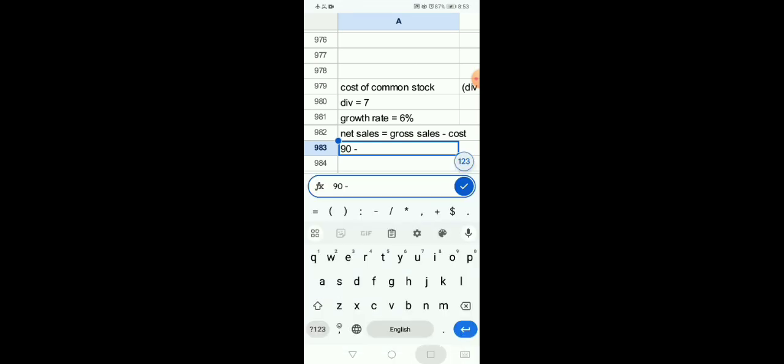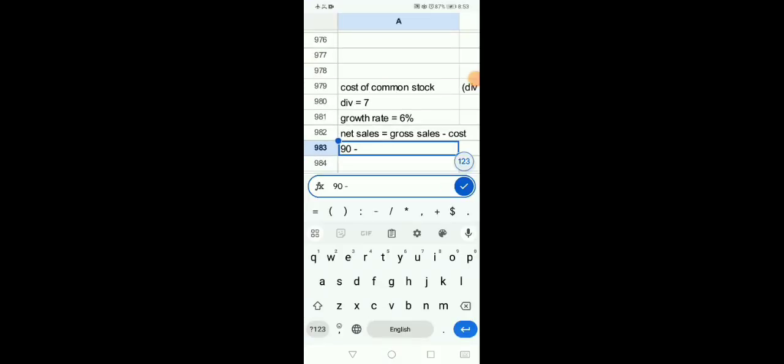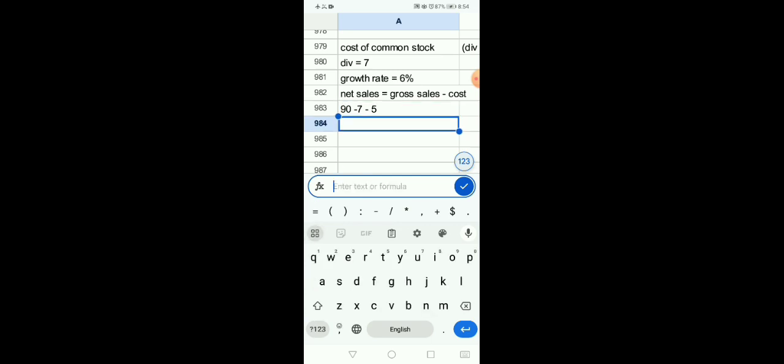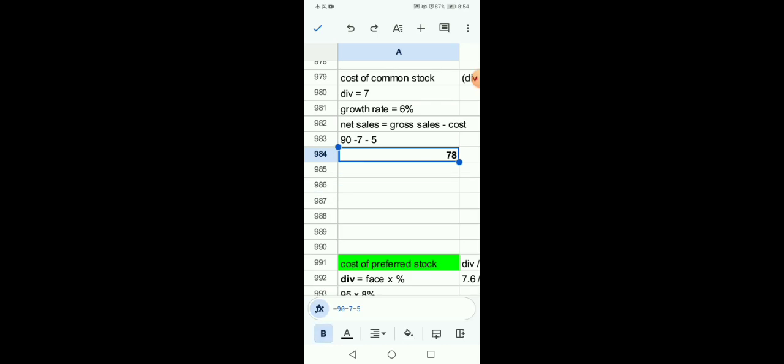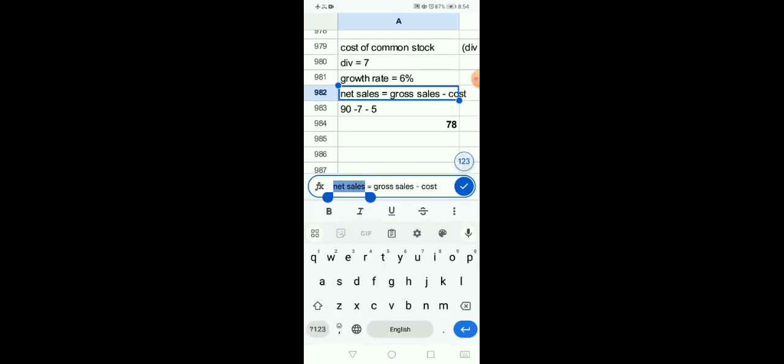So you will put 90 over here and will subtract any sort of cost, and we have seen there are two costs. Underpricing is 7, flotation cost is 5. So 7 and 5, these are two costs, both will be subtracted. This is the mathematical statement. Now apply your calculators over here. 90 minus 7 minus 5. So here is your net sales, and I am hopeful everything which is required in the formula we have calculated.